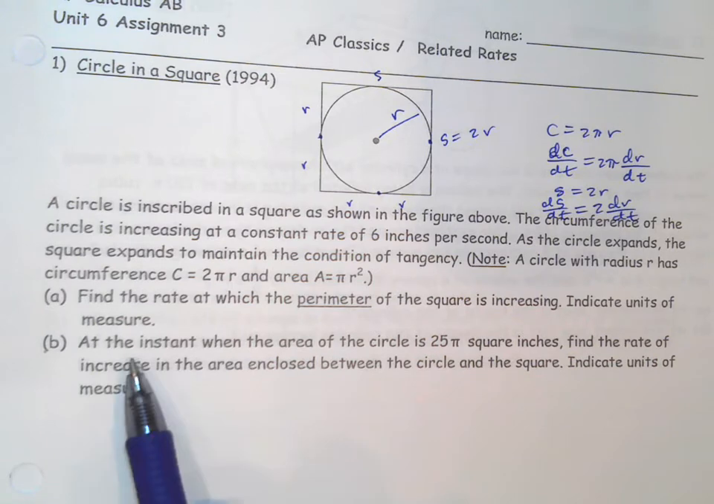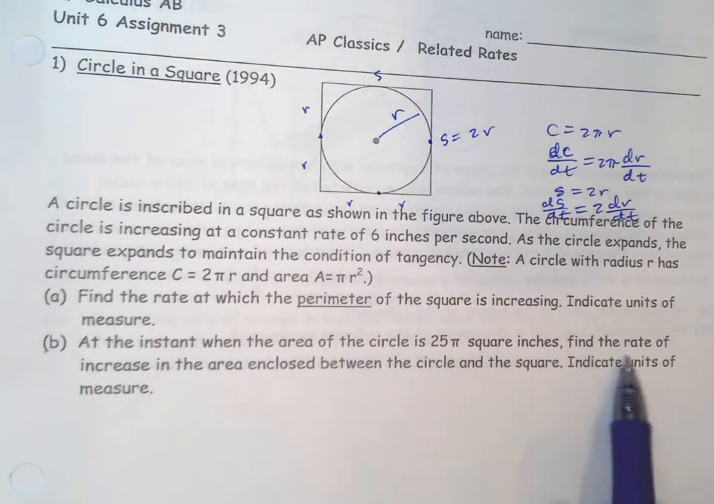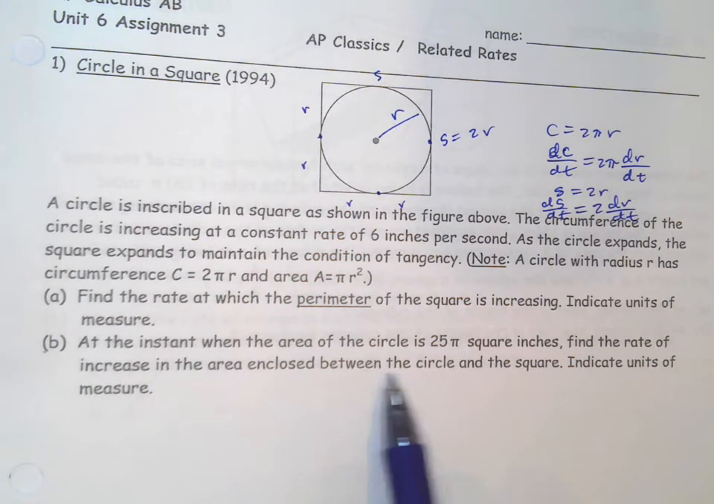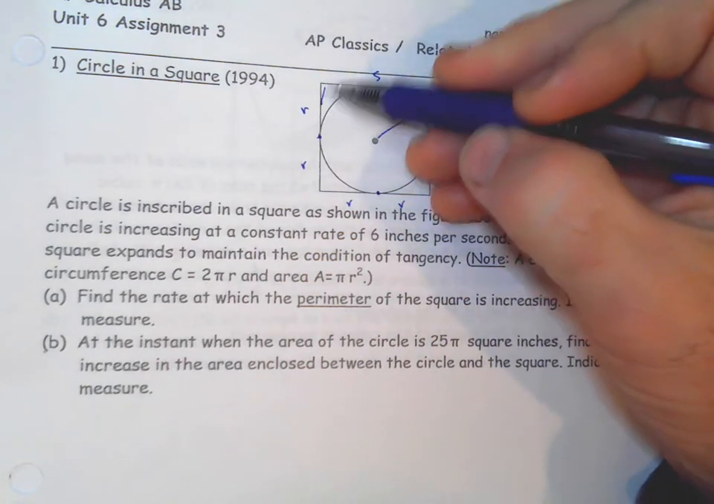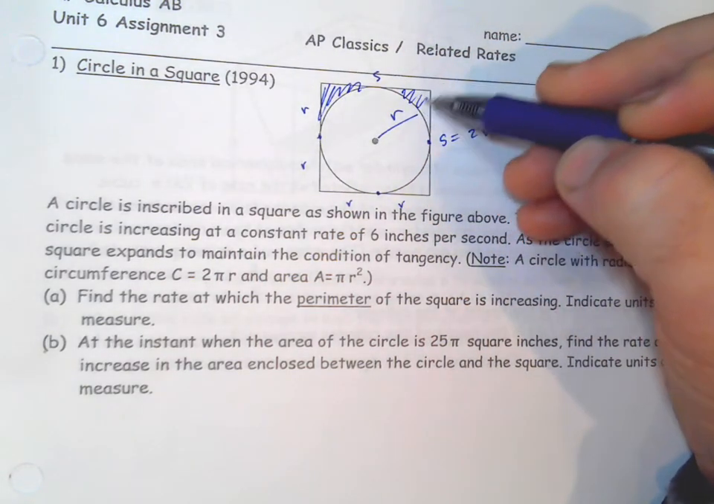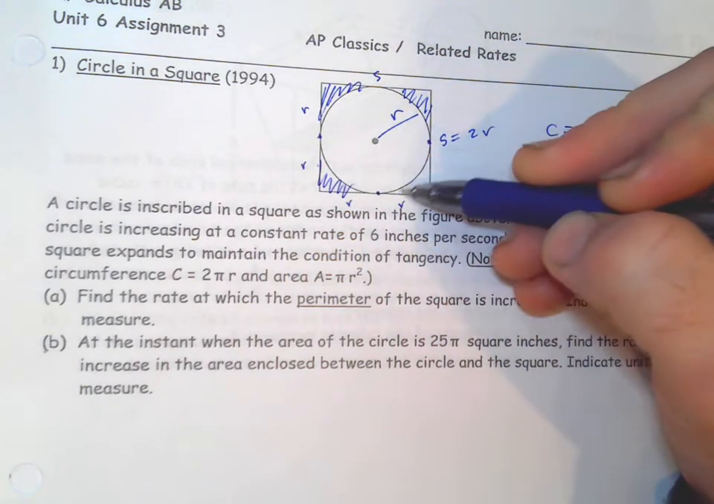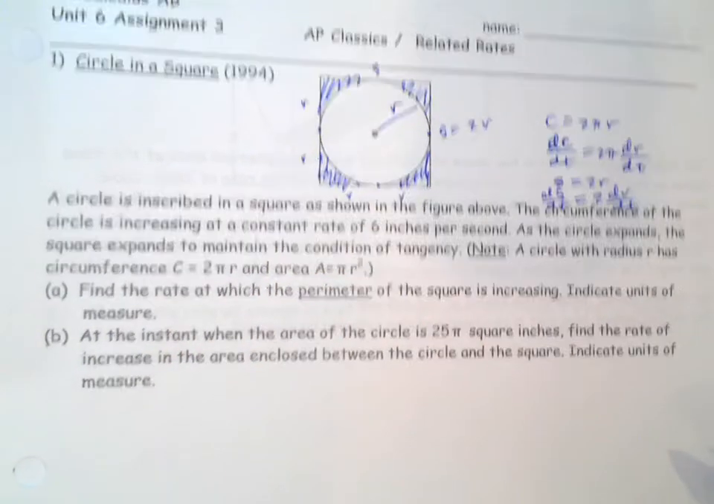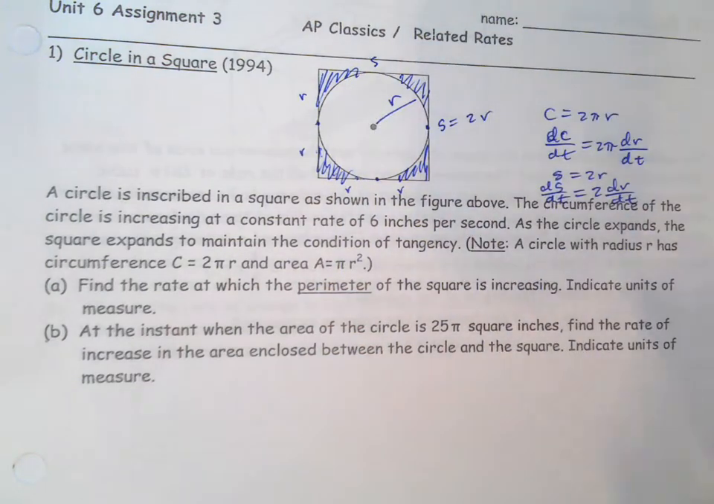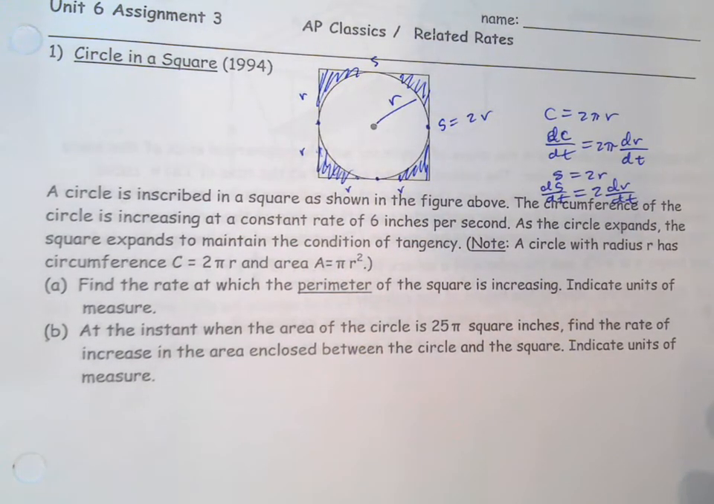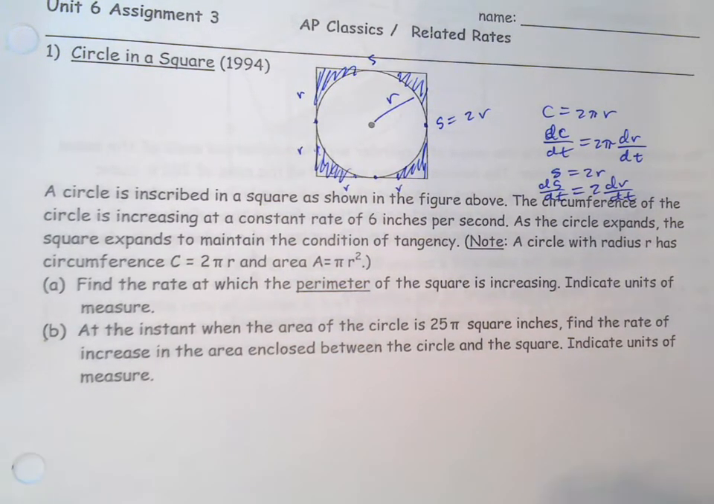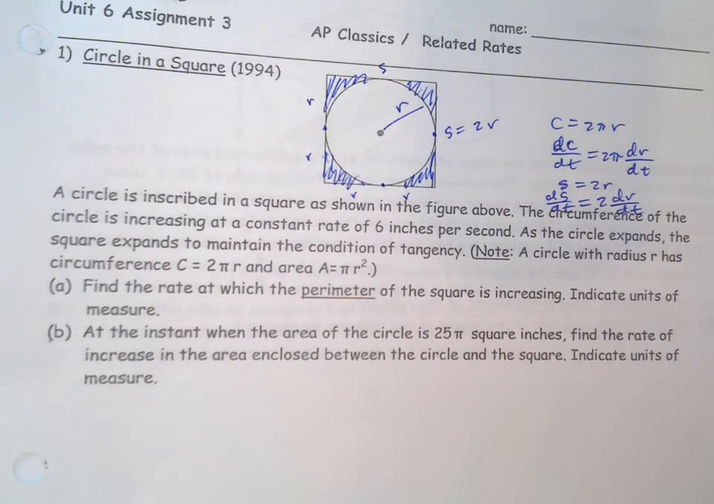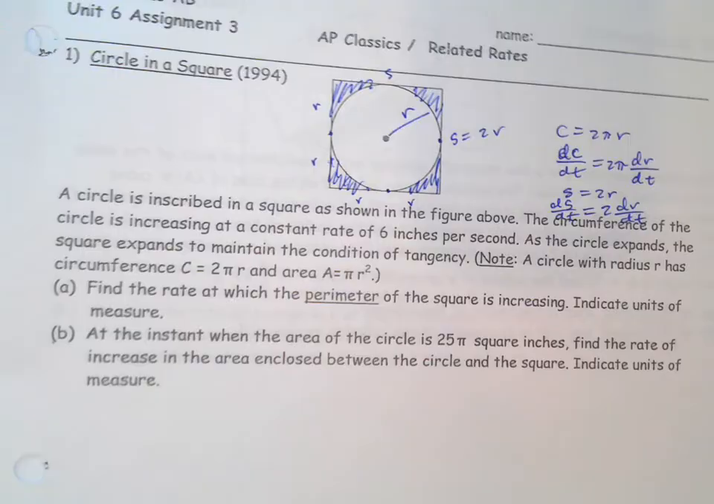And then at the instance when the area, find the rate of increase in the area enclosed between the circle and the square. So that's this right here. So you need to come up with an expression for that area first. Simple geometry strategy. A shape minus an inner shape gives you the area in between. Take the derivative of it implicitly. Probably got to use your dr/dt and your ds/dt or something to help you on that one.